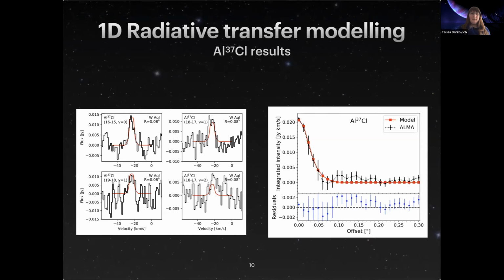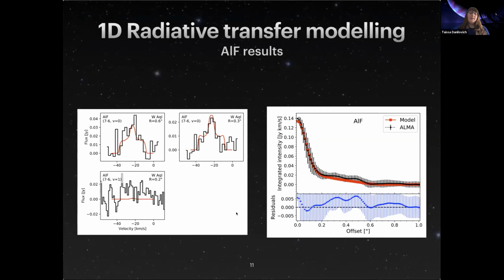And then finally, there is the AlF. So here we don't detect any vibrationally excited lines with any certainty. So we really just have that ground state 7 to 6 line, which I showed earlier, and the azimuthal average profile. The main discrepancy there really is in this region where the model doesn't quite match the observations, and that's exactly where the main offset in the emission is. So that's where there was more emission to the north and the south. That's in approximately this region. But we can fit the spectral lines reasonably well.